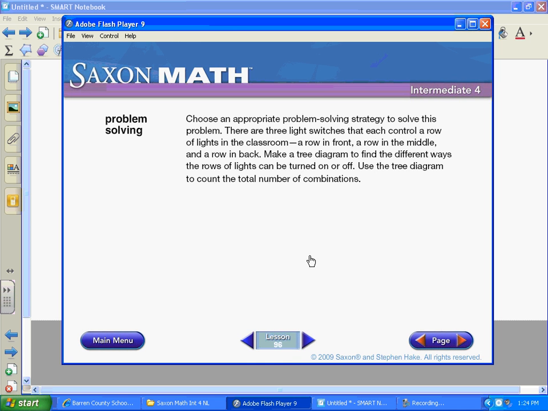Now the tree diagram looked like this. And their reasoning was, okay, here's the front switch. If it's on, here are all the different combinations that go with it if the front switch is on. You could have the middle on and the back on. So on, on, on is a combination. On, on, off is a combination. On, off, on is a combination. And on, off, off is a combination.